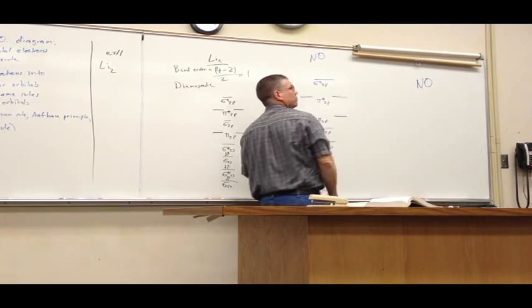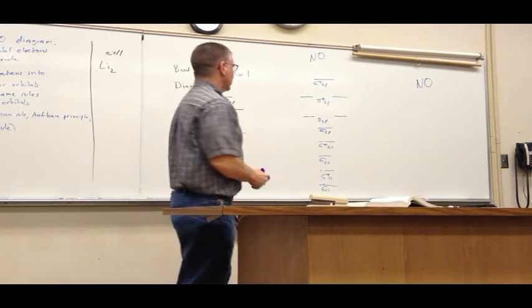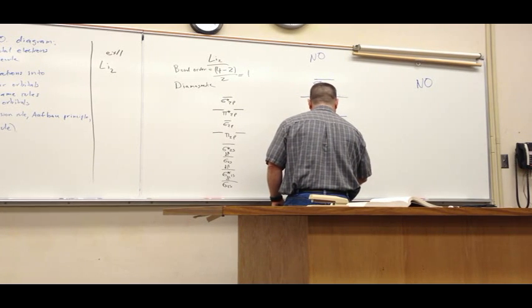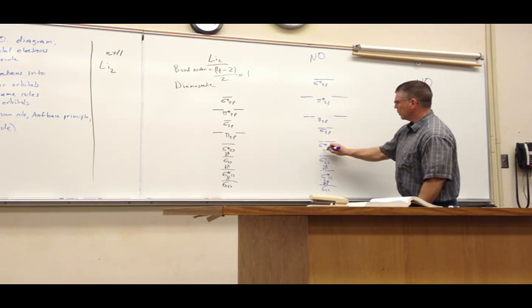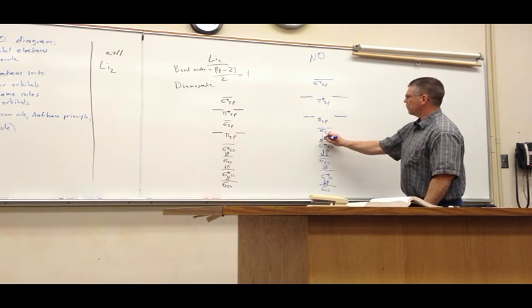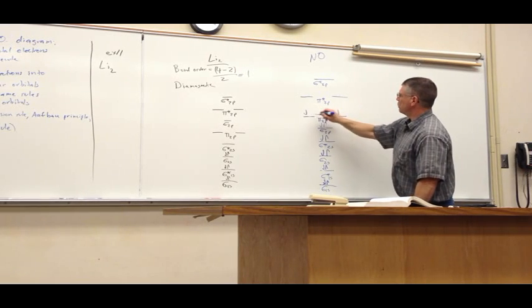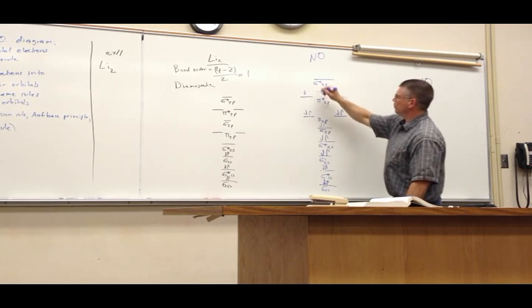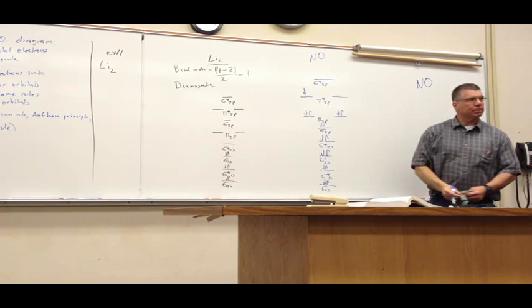How many total electrons? 15, right? So 1, 2, 3, 4, 5, 6, 7, 8, 9, 10, 11, 12, 13, 14, 15. So, bond order?